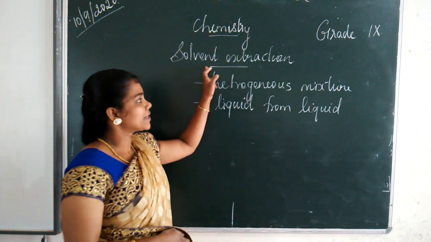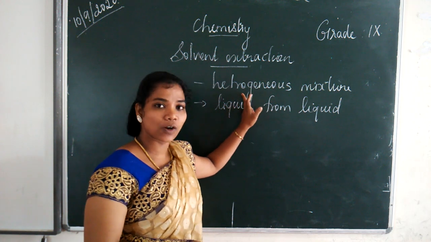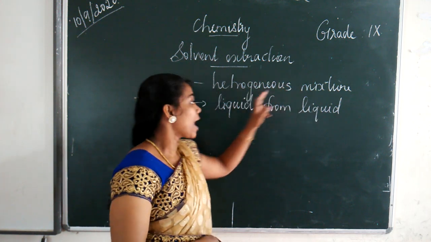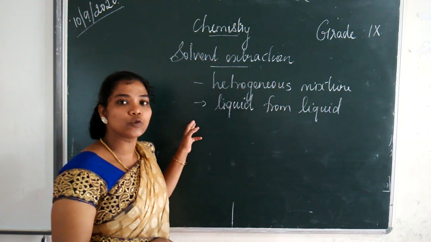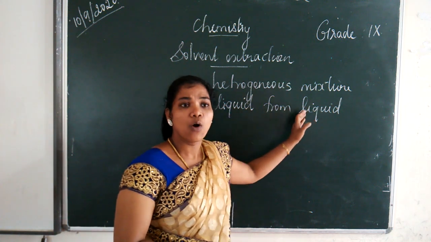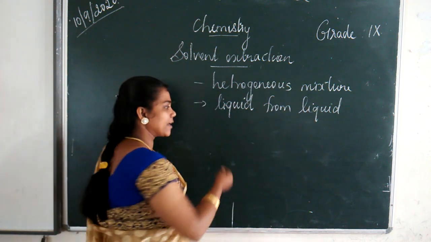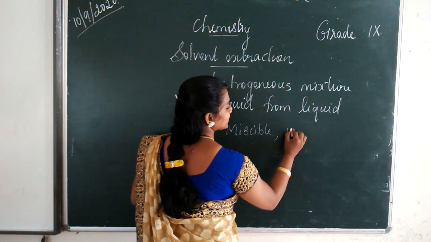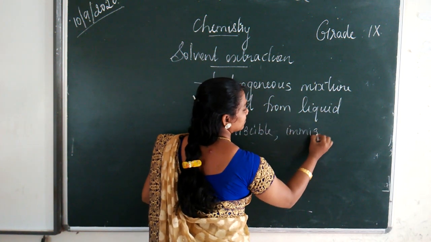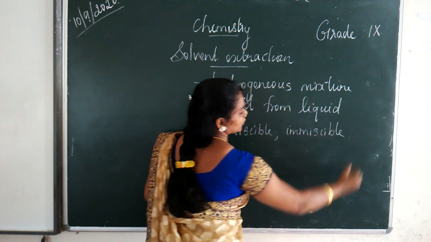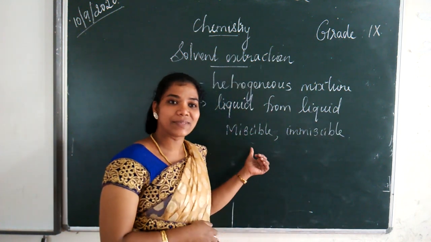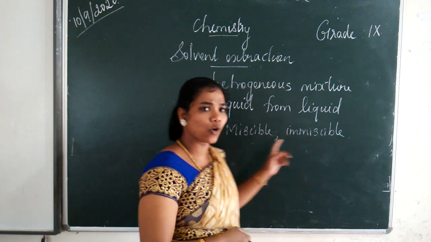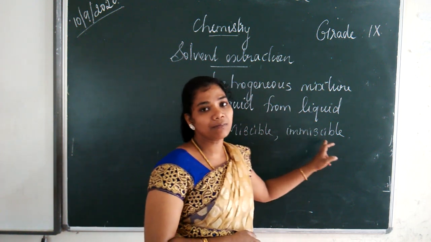So, solvent extraction method comes under what type? Heterogeneous mixture. And what type of mixture is separated? It is used to separate liquid from liquid. Two types of liquids we study today. One is miscible. The next one is immiscible. So two types of mixtures are there, one is miscible and one is immiscible. Both are liquid from liquid.